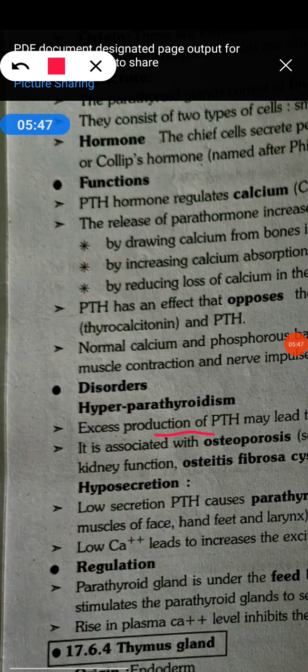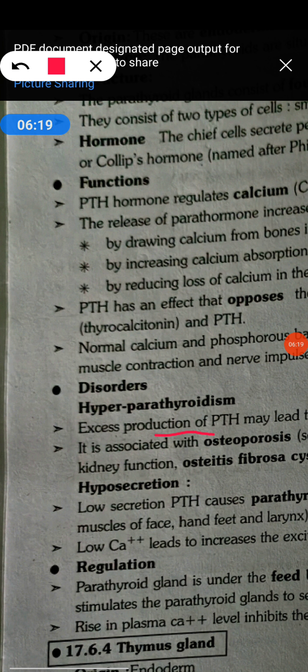Hyperparathyroidism is associated with osteoporosis. What is meant by osteoporosis? Softening and bending or destruction of the bones, then kidney stones, which again affect the kidney function. There is fibrosa cystica, meaning normal bone is replaced by cysts or fibrous tissue. When bones become very soft and bent, or destroyed, so that they become very porous in nature or easily fractured, this condition is called osteoporosis.